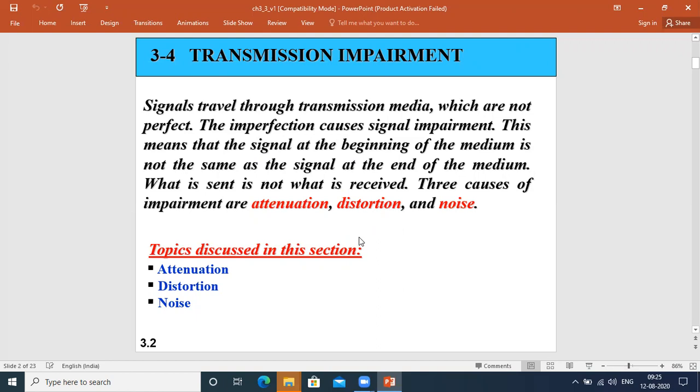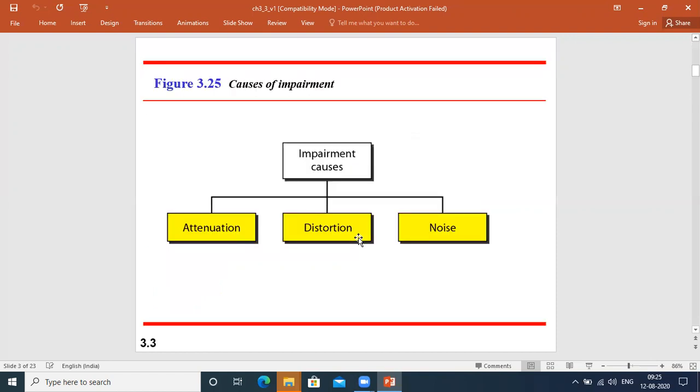So if what we sent is not the same as what is received, that is called transmission impairment. What is sent is not what is received. If we send a signal and it is distorted, meaning it changes shape, then it is called impairment. Mainly there are three types of impairments: attenuation, distortion, and noise. So now we discuss this.